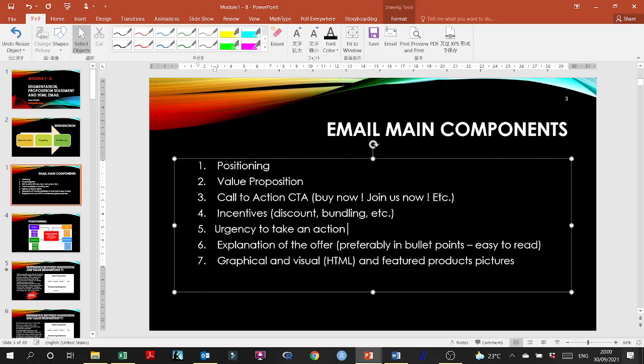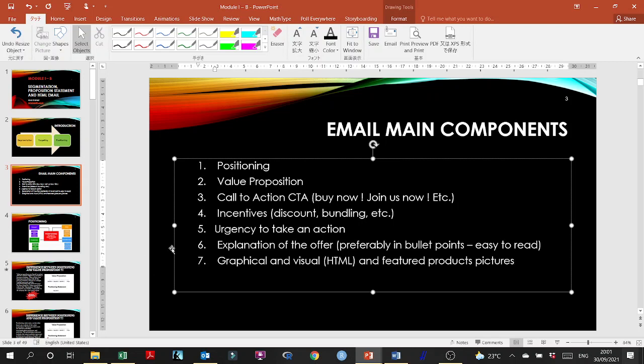On our website, we're going to talk about a hypothetical website for a winery, and then we try to embed certain links in that email. Also, it is very good practice to make it very easy to read, and the best way to do that is through bullet points. Make it graphical and visual: make the email an HTML template, not a text template. And of course, feature products in pictures.